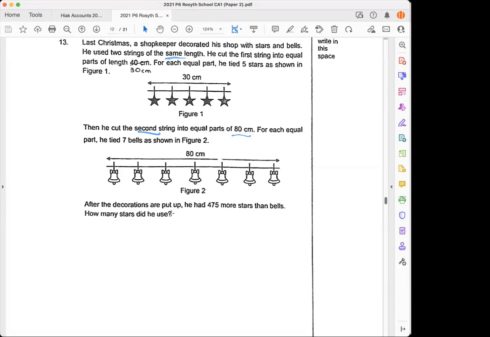So let's do this question. You know that the 2 lengths of string are equal. In other words, the first length of string, you will divide into equal parts of 30 centimeters. The other length of string will be divided into equal parts of 8 centimeters. So there will be more of this and fewer of this, right? But the total length of the star strings, we call it star strings, will be equal to the total length of the bell strings.